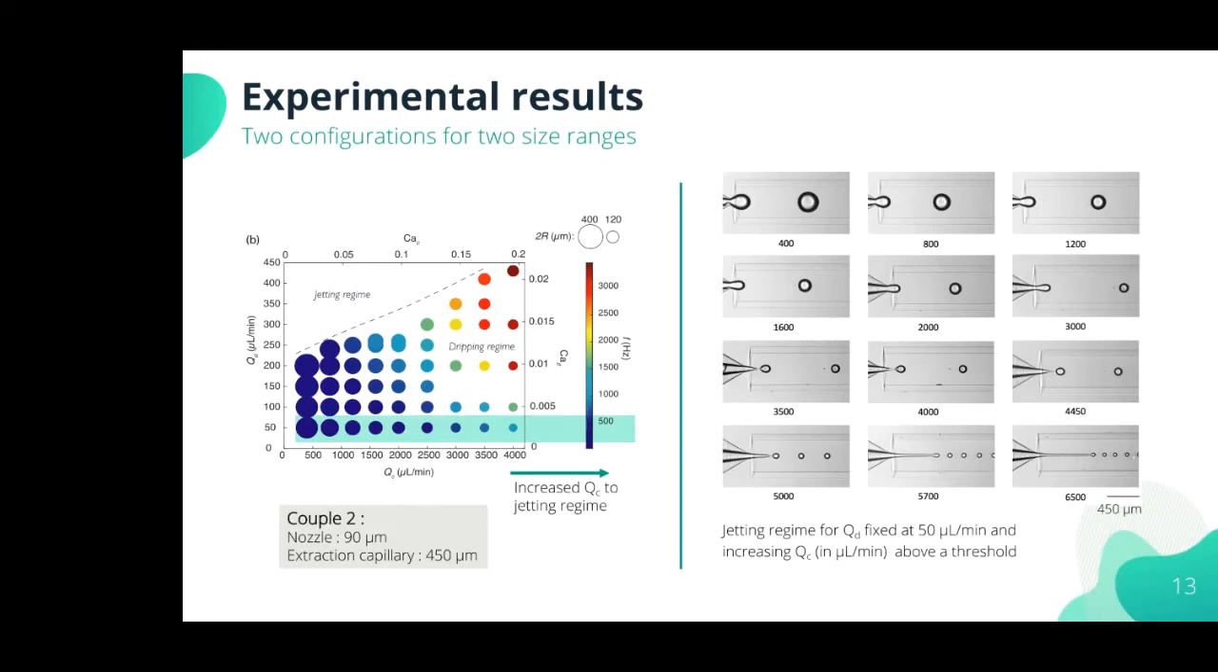Okay, now for the geometry of couple two. Droplets can be generated in a range of diameter from 120 to 400 microns. As for couple one, a dripping to jetting transition is observed when QD is increased above a threshold value, although a plateau value was not yet reached here for increasing QC up to the maximum value because we reached the limit of the pressure controller.